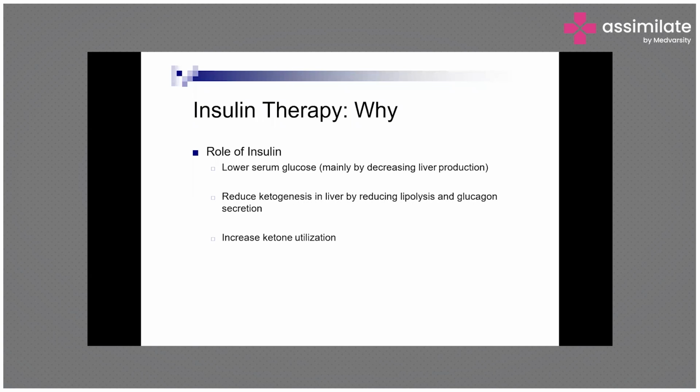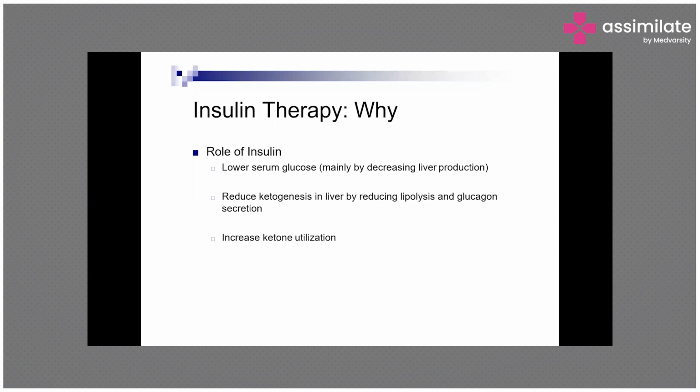You can use fluid responsive measures, CBP, and lactate levels and bicarbonate levels also. Base excess measurement, normalization of the base excess also can give you enough idea about the adequacy of the fluid resuscitation. So let us come to the insulin therapy.